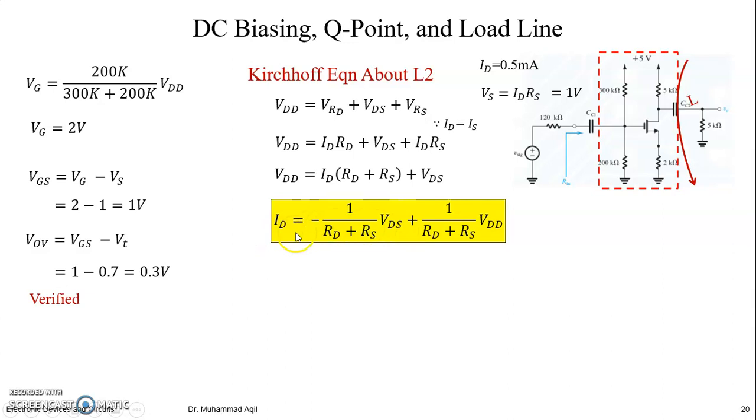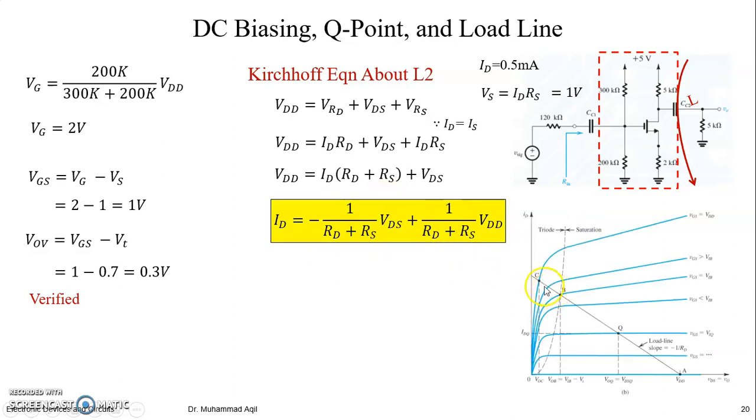Then ID saturation will be equal to this one. Same. This is the output. The slope, sorry, minus 1 by R out. The value would be positive. So this is the saturation point. This is the cutoff point, which is equal to VDD. VDS is equal to VDD, right? And if it is working in the saturation region, you could be having a Q point here, not in the triode region, right? If you bias your transistor accurately.